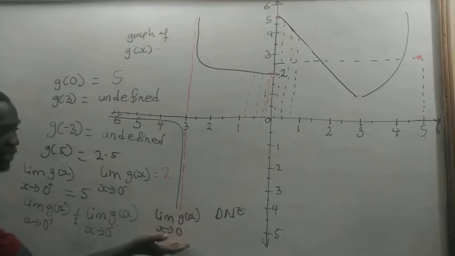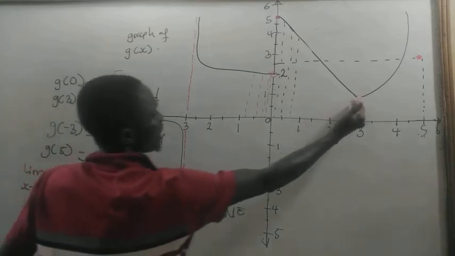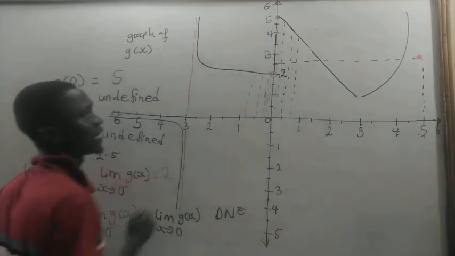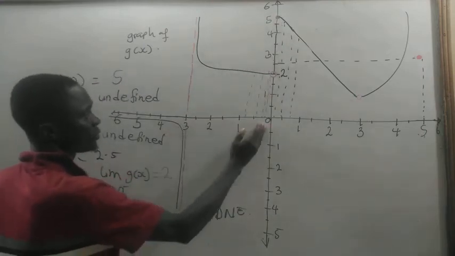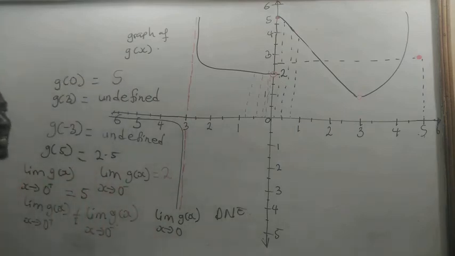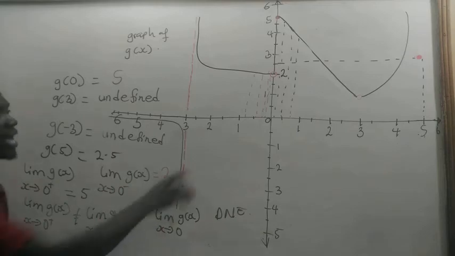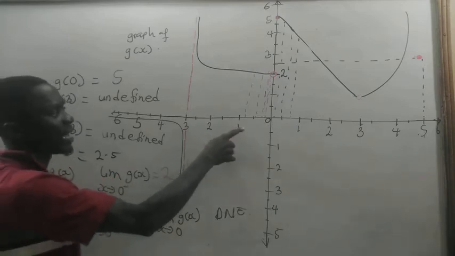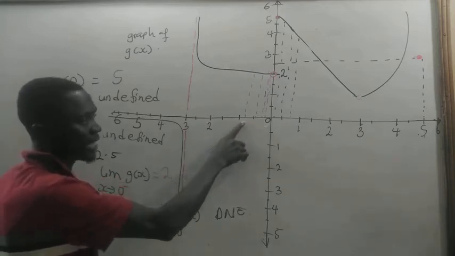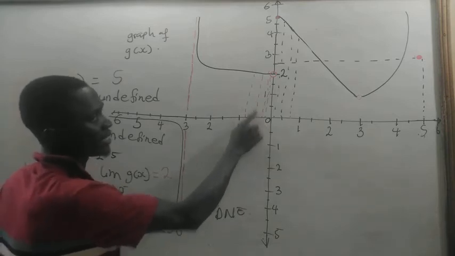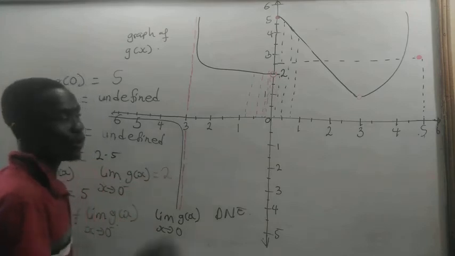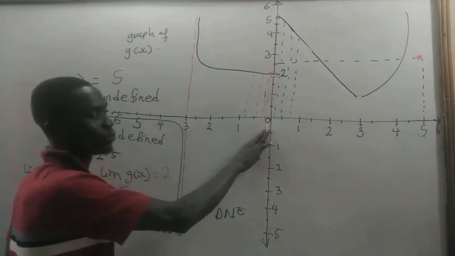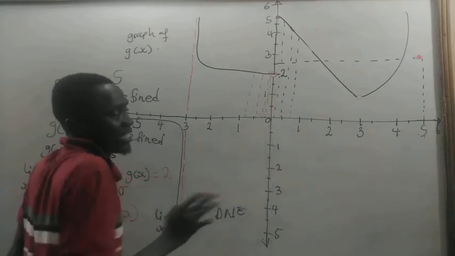So we conclude that the limit of g of x as x approaches 0 does not exist, because here we have x approaching 0 from the right, we get 5, and here as x approaches 0 from the left, we get 2. We have been saying that the left hand side limit and the right hand side limit have nothing to do with the value at the point. They have something to do with the behavior as x approaches the point. So as x approaches 0, we are looking at the behavior of those values approaching 0 from the left and then from the right. We are not interested in the 0.